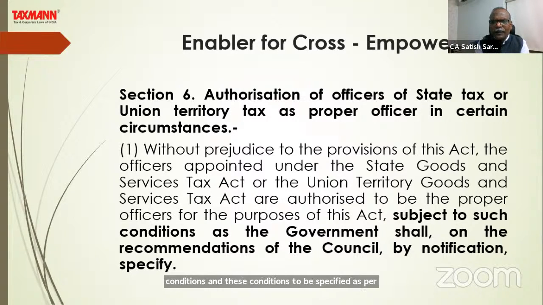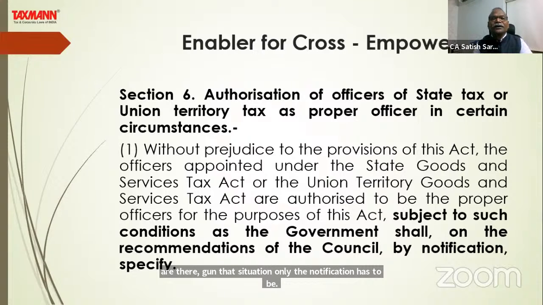Here, a plain reading of this section does not give the meaning saying that only where conditions are there, then in that situation only the notification has to be issued. I think you are able to catch my point.